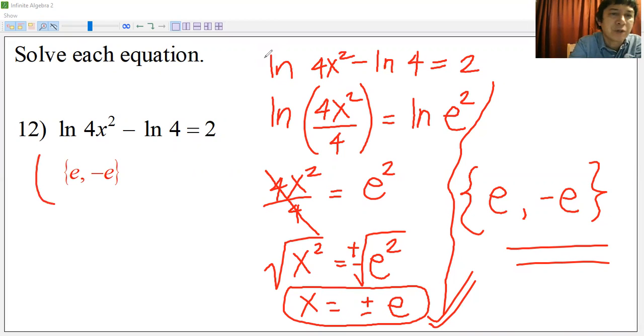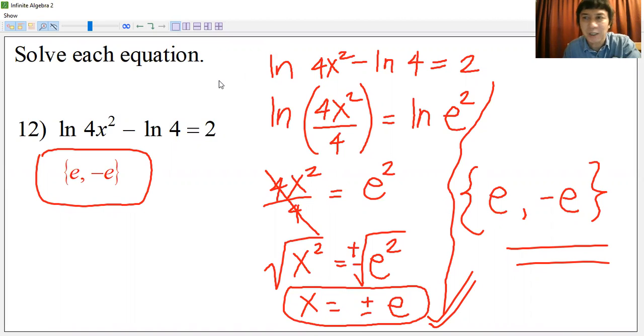That completes our discussion for the base e. I think there's no number 13. Is there number 13? No more. All right, so that's it. We're done with base e, natural logarithm, and we shall continue with another lesson next time.